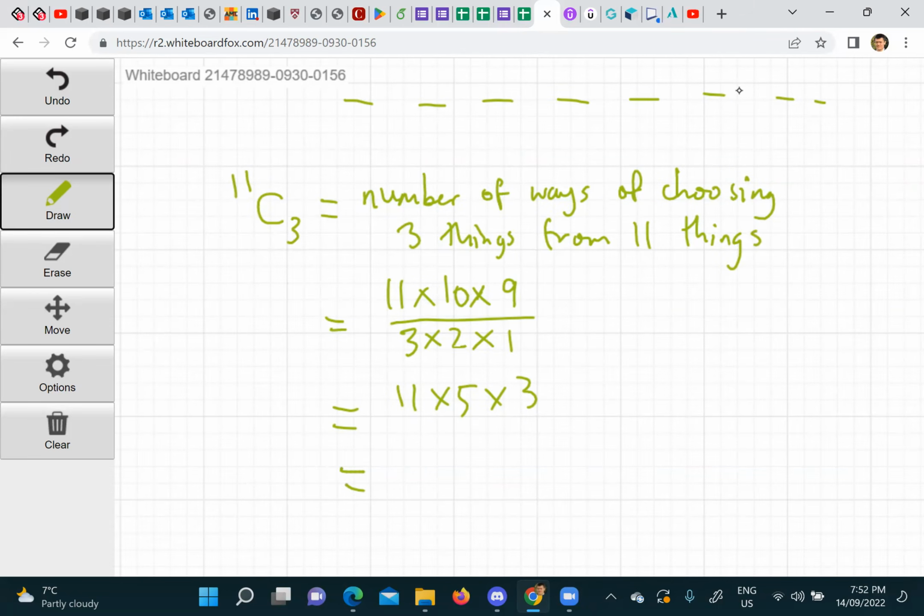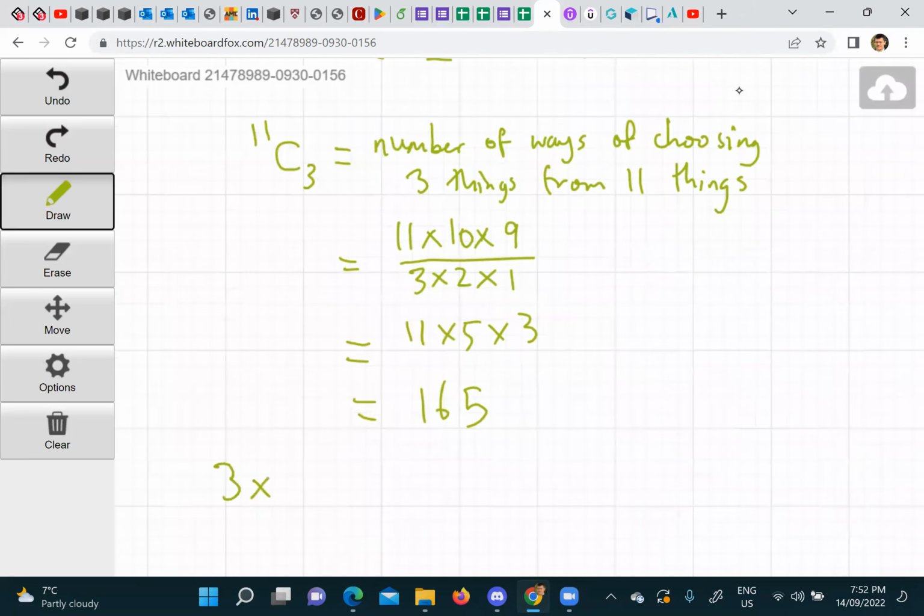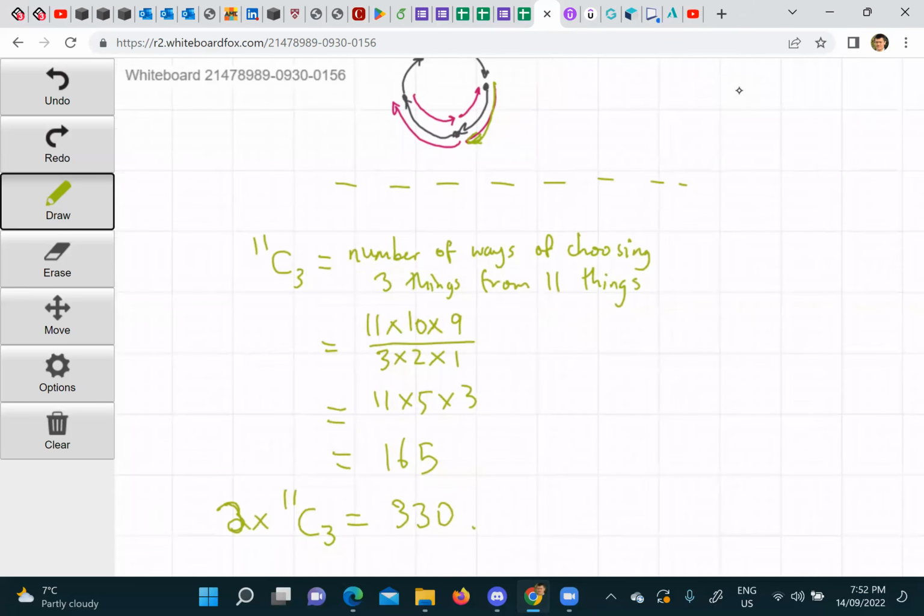Then you have to multiply by 2, because one is clockwise and the other is anti-clockwise. One has 5 clockwise, the other has 5 anti. One has 3 clockwise, one has 3 anti. Wait, for 11 choose 3, would the 3 things all be different things? I think we can do the same thing with the anti-clockwise moves.